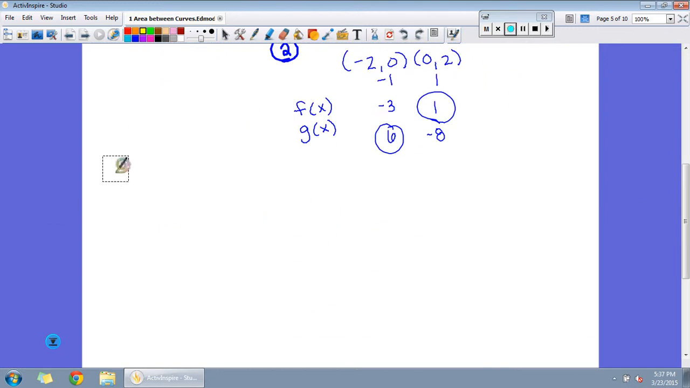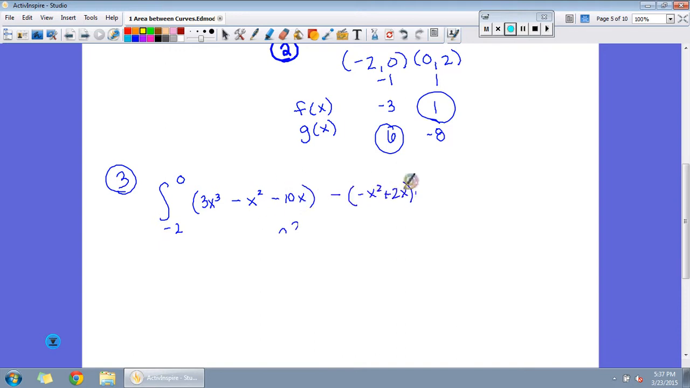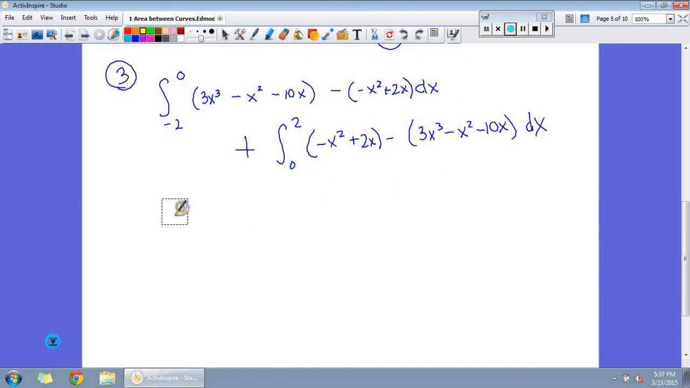Since you have 2 intervals, we're going to need 2 definite integrals. So we're going to have the interval from negative 2 to 0. g of x is on top, so we're going to put g of x first, and then f of x. Then we're going to add the integral from 0 to 2. f of x is higher, and so therefore first, and then g of x is lower, so therefore second.